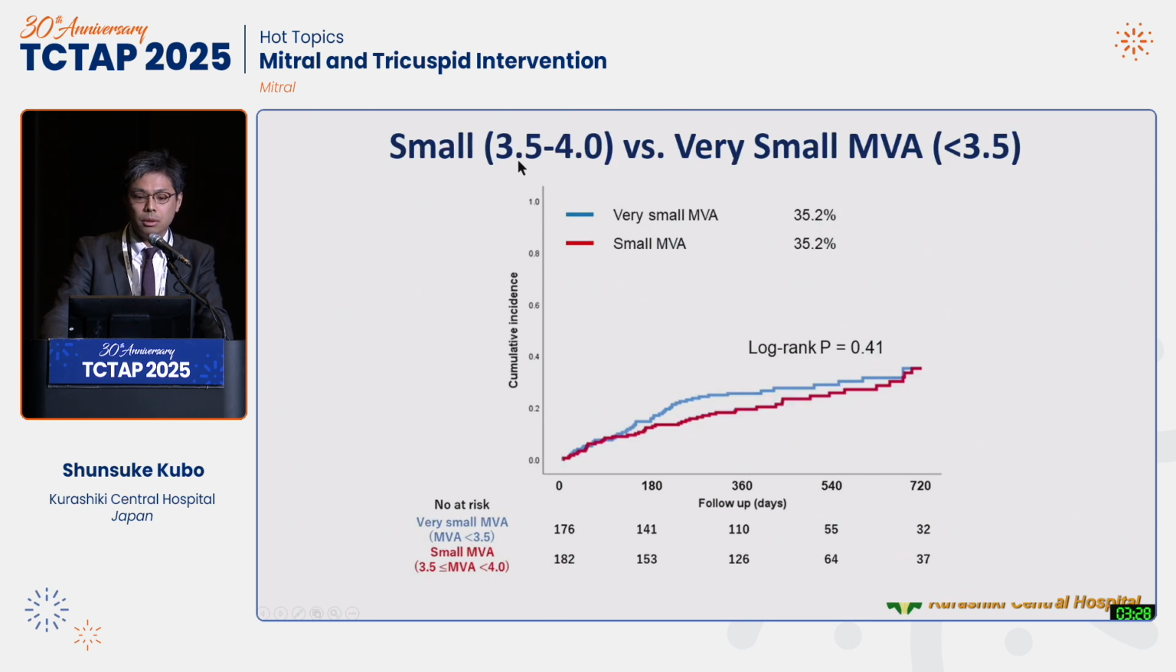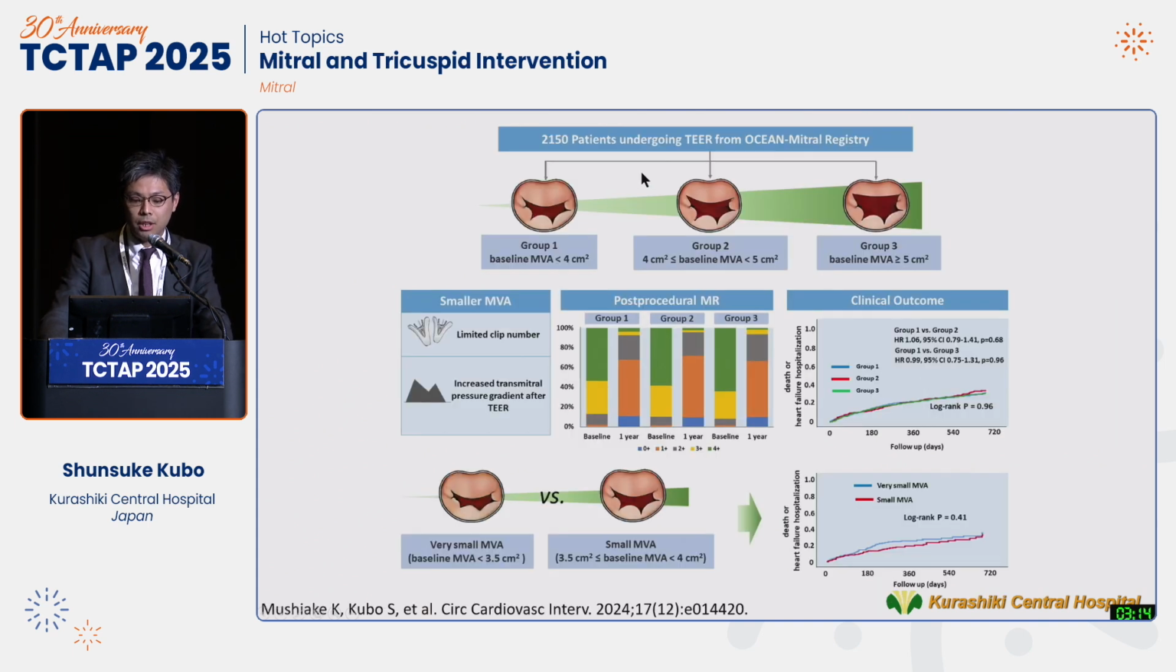In addition, when we look at the small valve area versus the very small valve area, there is no significant difference in death or heart failure hospitalization between the two groups. It's the same. This is a summary slide. Actually, this paper was published in JACC Cardiovascular Interventions last year. In small patients with small valve area, the limited clip number increases the mitral pressure gradient after TEER. However, baseline mitral valve area was not associated with post-procedural MR and clinical outcomes.